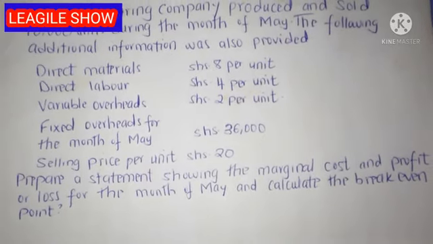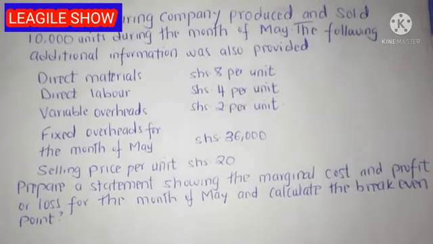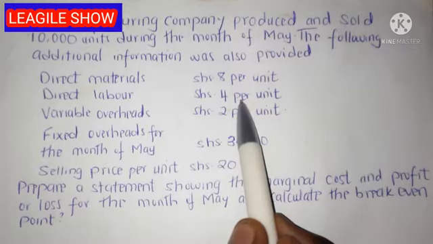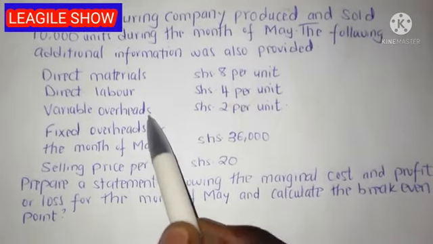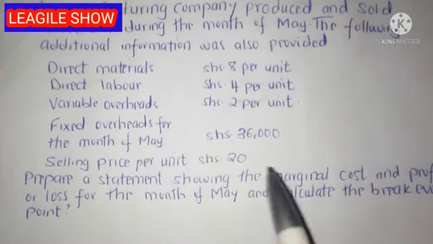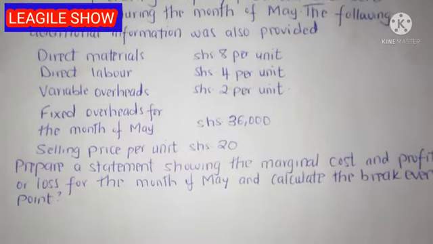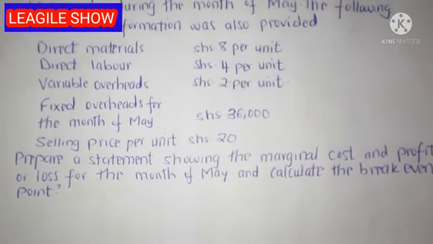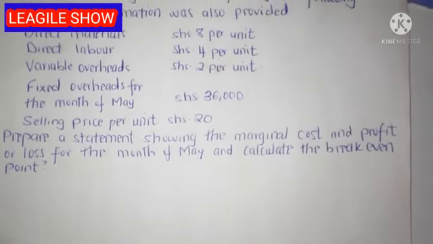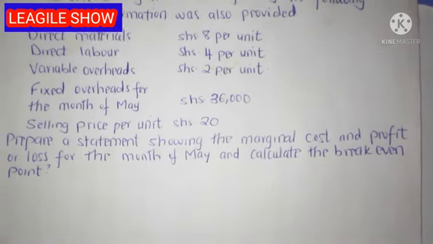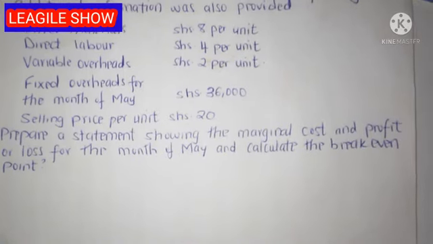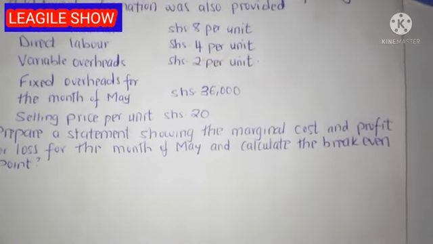So we have direct materials, which was 8 shillings per unit, direct labor 4 shillings per unit, variable overheads at 2 shillings per unit, fixed overheads for the month of May was 36,000, and selling price per unit is 20 shillings. Prepare a statement showing the marginal cost and profit or loss for the month of May and calculate the break-even point. So the first thing you need to know in this calculation is to get contribution.